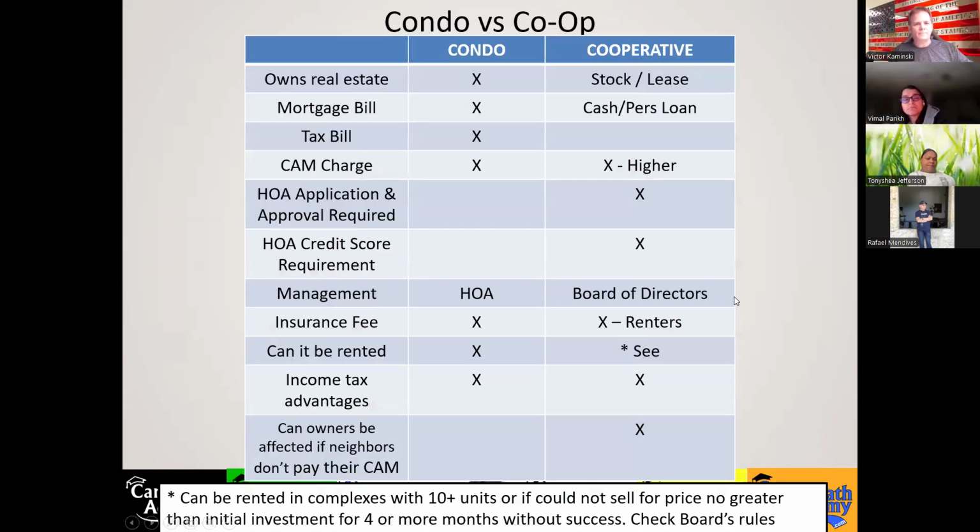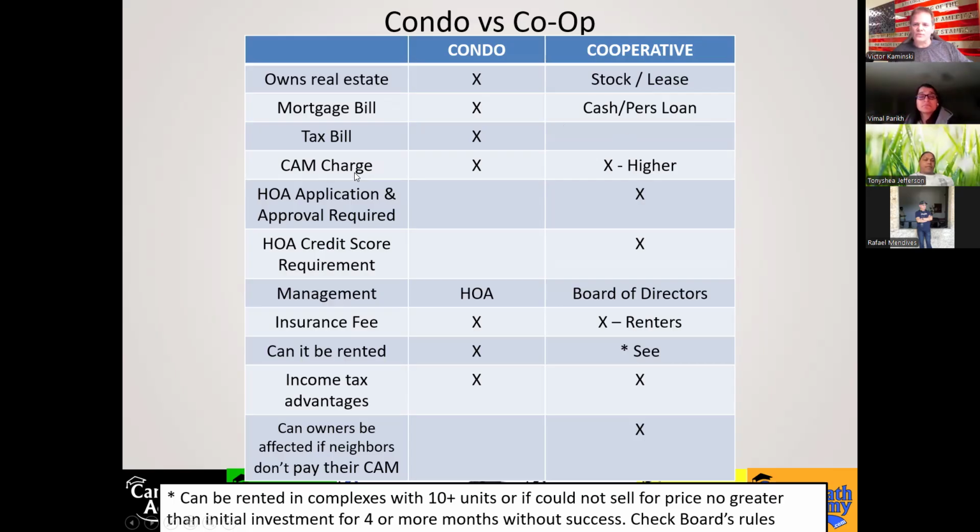All right. I put together this little chart for a side-by-side of condos and co-ops. With a condo, you own real estate. With a co-op, you own stock, and you get a lease, the proprietary lease, right? With a condo, you get a mortgage bill. With a co-op, you have to buy with cash or a personal loan. With condos, you get a tax bill. No tax bill with co-ops. You actually build it into your monthly maintenance charge.